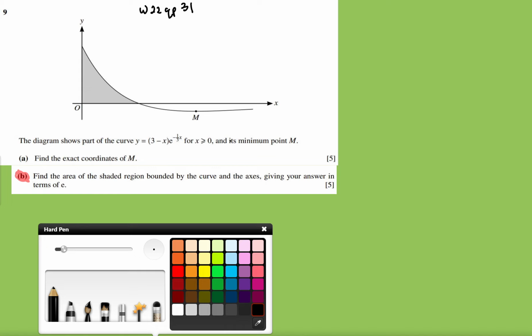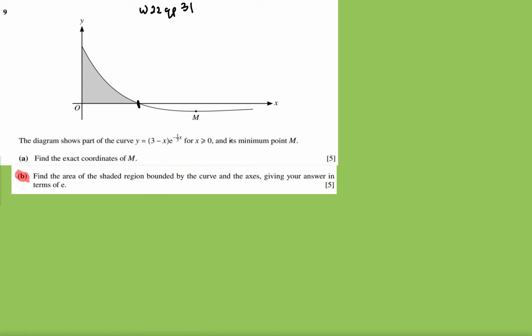Area of the shaded region. That means we need to do integration from 0 to this part. So we need to find out what's the value at this part. That is on the x-axis. Therefore, we know that y equals 0. So we're going to substitute y equals 0 into our equation of the curve. So 3 minus x, e to the power of negative 1 over 3x equals 0.